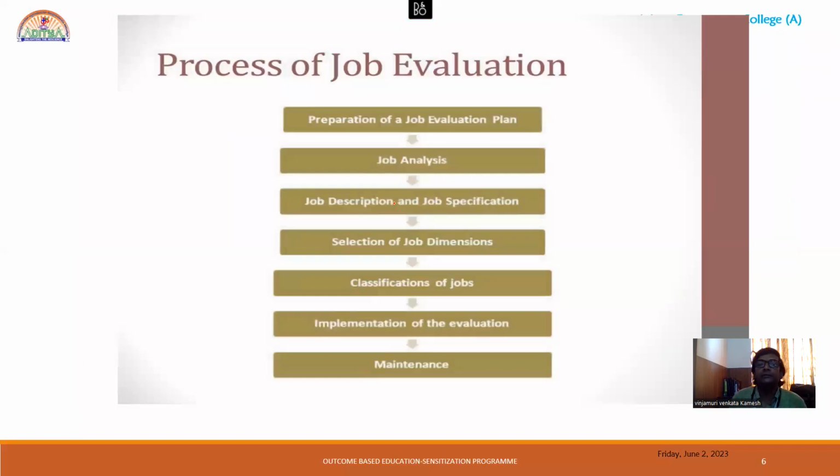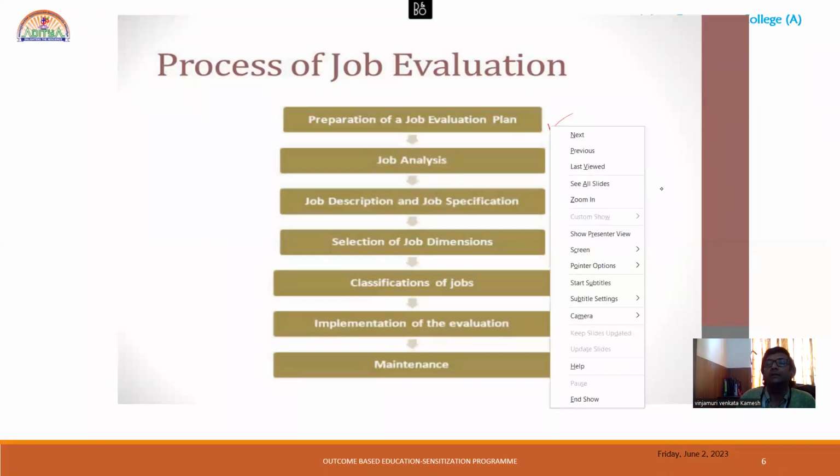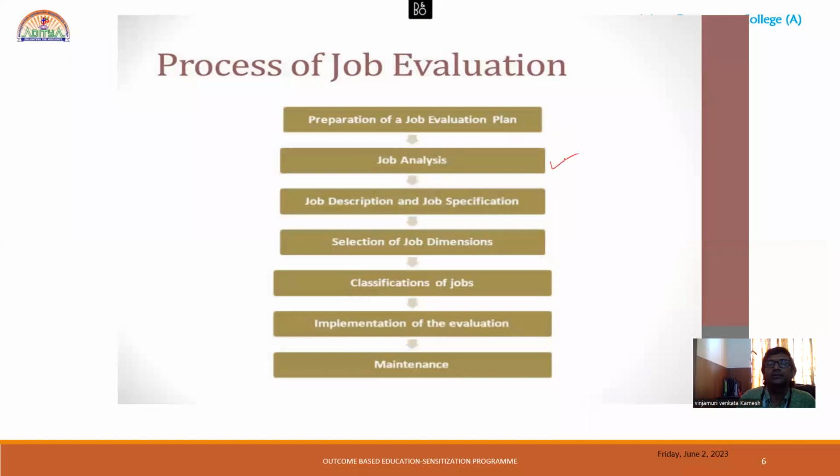And the process: before starting, you need to prepare a job evaluation plan. And next, you might have done job analysis, job description and the specification. These are normal ones. And selection of job dimensions. Dimension doesn't mean the length, breadth, and volume, not like that. What is the scope of this particular job? What is the authority of the job? That is called job dimension. What are your limitations?